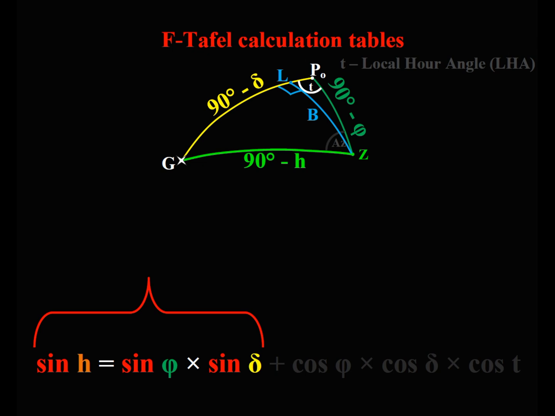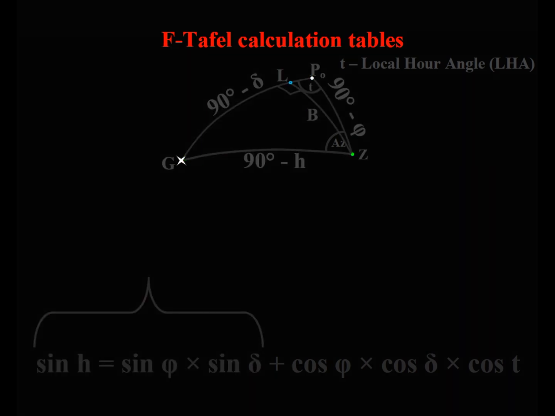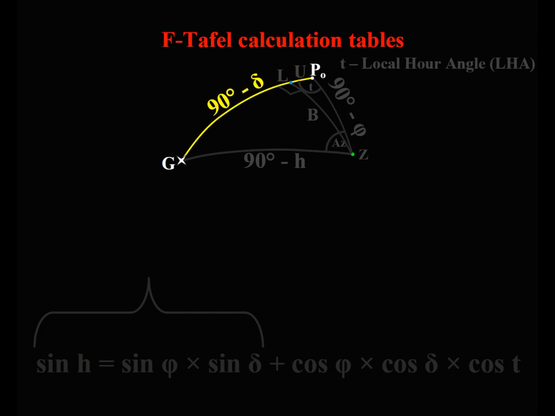So, to calculate the altitude using the ZLG triangle, instead of the latitude complement, we will use the spherical B segment. Express the side GL, which we will use instead of the declination complement. This spherical distance is called U in F-Tafel terminology. The GL side is the declination complement reduced by U.